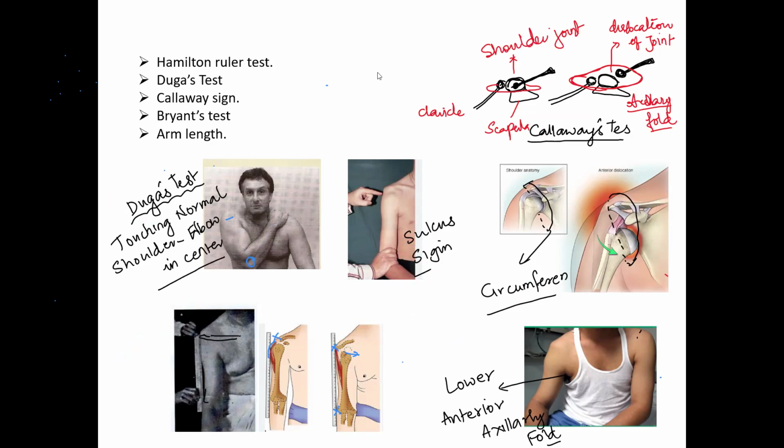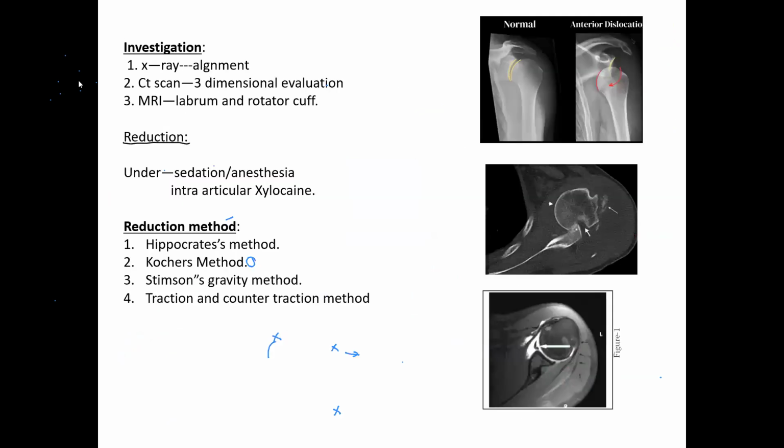So with this, what are the investigations we do? We do the X-ray to know the alignment. Normally in the X-ray, the glenoid should cover one-third of the head of the humerus. So here, the glenoid, then the head is lying down. This is your acromion. So this is subacromial dislocation.